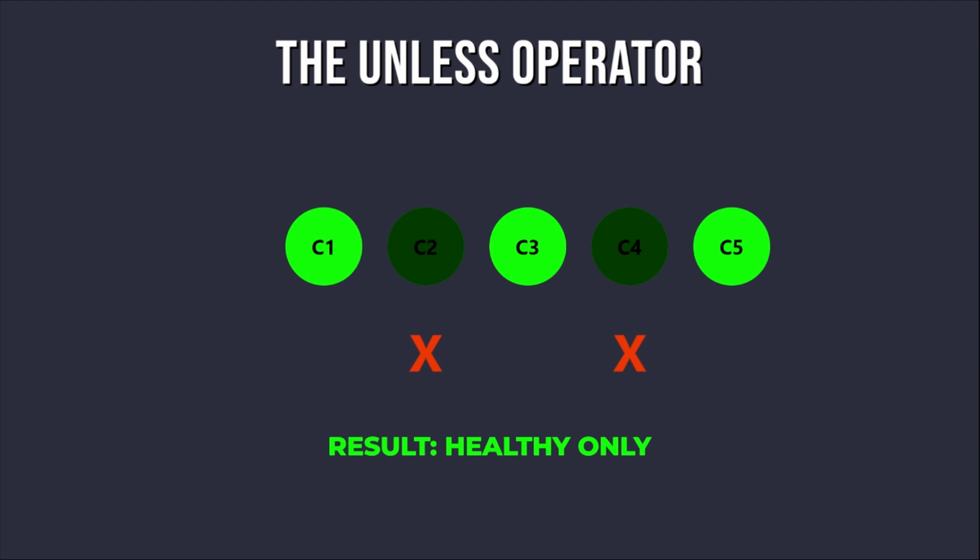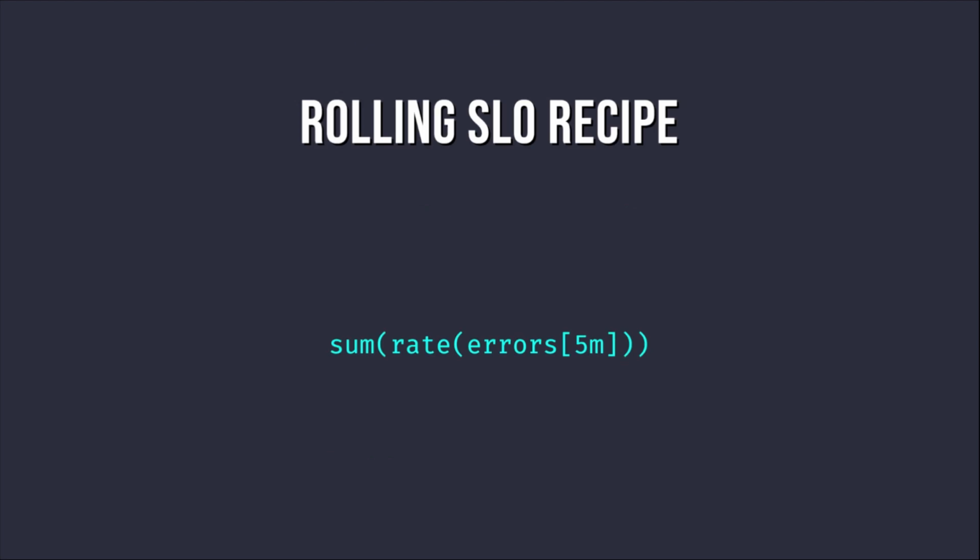Remember that unless requires the same vector matching rules as standard arithmetic operations, demanding careful use of on or ignoring clauses. We combine these techniques to calculate a rolling service level objective for error rates. First, calculate the rate of total requests and the rate of error requests over a 5-minute window, grouped by service. Second, use the OR operator to ensure the error rate vector contains 0 if no errors occurred.